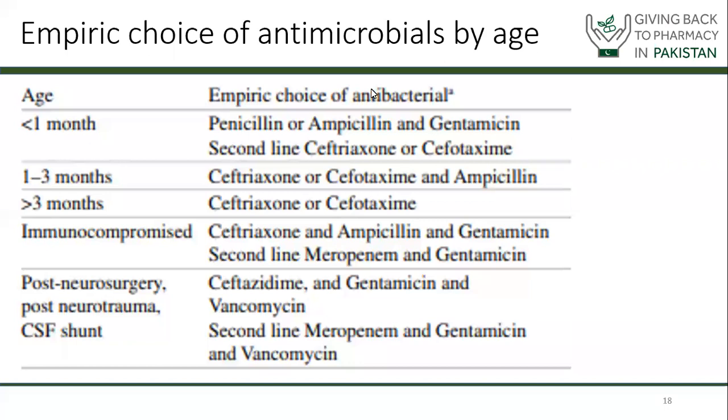In post-op patients, or those who have had any neurosurgery, a CSF shunt is placed. It is a type of external device that is placed in the brain for drainage purposes. So if such a patient is admitted or requires antimicrobial treatment for meningitis, then vancomycin is added, because vancomycin is the drug of choice for MRSA. And in post-op and CSF shunt patients, MRSA is the most common causative agent. So that's why in those patients, vancomycin is also added for gram-positive coverage.